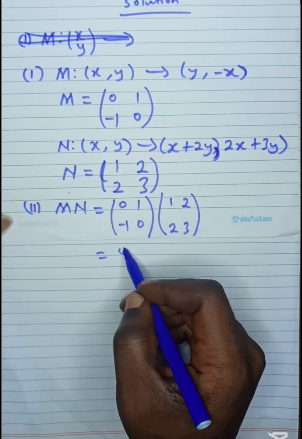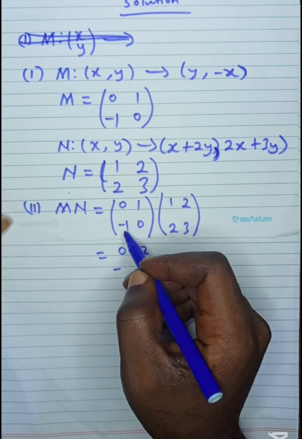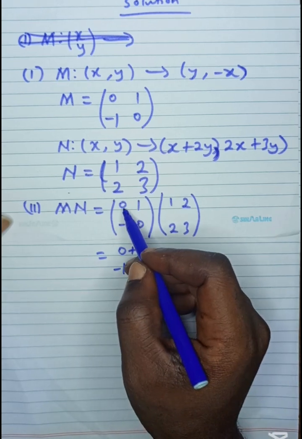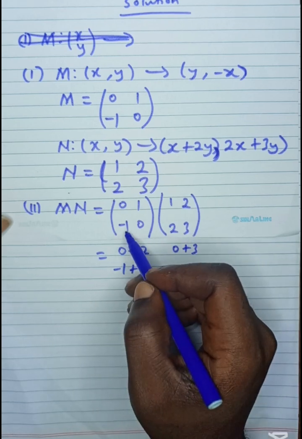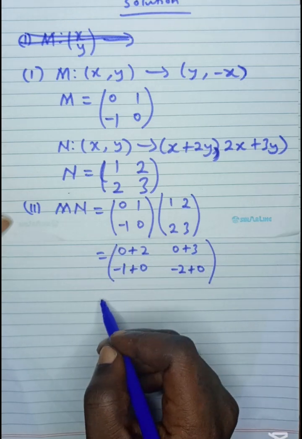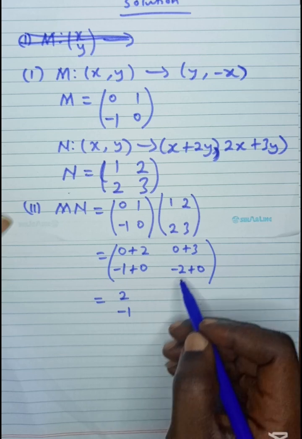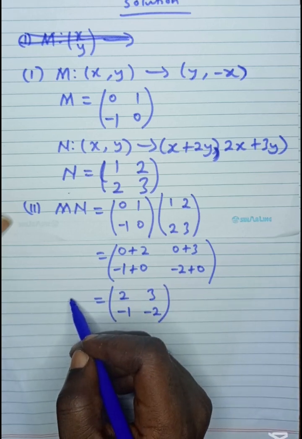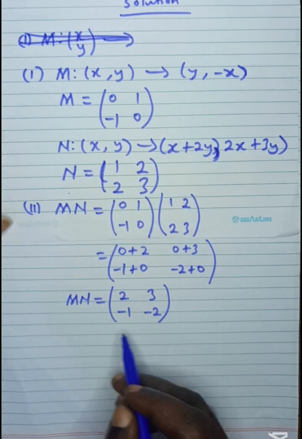So 0 times 1 is 0, plus 1 times 2 is 2. Then -1 times 1 is -1, plus 0 times 2 is 0. Then 0 times 2 is 0, plus 1 times 3 is 3. Then -1 times 2 is -2, plus 0 times 3 is 0. So this is the matrix: 0 plus 2 is 2, -1 plus 0 is -1, 0 plus 3 is 3, -2 plus 0 is -2. So the matrix becomes [2, 3; -1, -2]. So that is for MN.